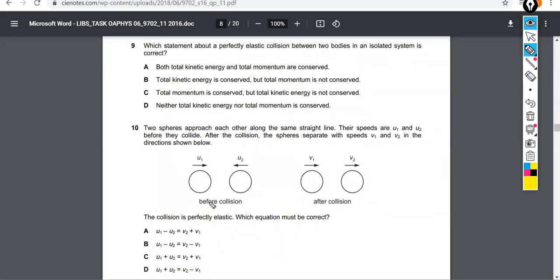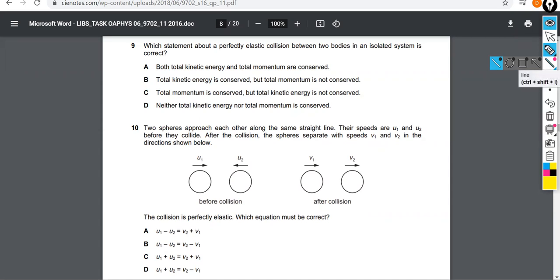All right, so looking at question 10 here, without even reading it, you see it says before collision, after collision. And so the word collision gives you a clue that you're going to want to use the law of conservation of linear momentum to solve this. And so what is the law of conservation of linear momentum? It says that the initial momentum is equal to the final momentum. Regardless of the type of collision that we're dealing with, this is always true. Initial momentum equals final momentum.